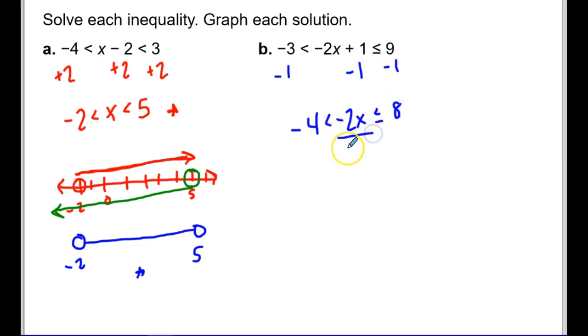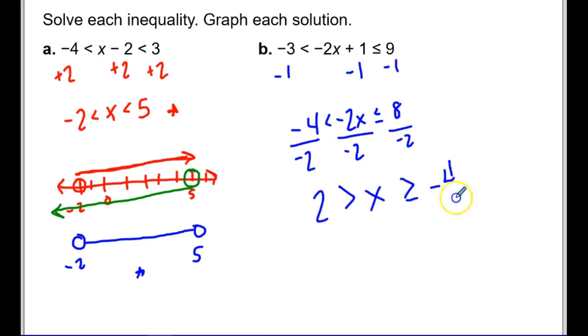So now I have to undo this multiplication by division. But here I'm dividing by a negative number. And remember that when I divide by a negative, I have to switch the direction of the signs. So here, since I have two signs, I have to switch the direction of both of them. So now I can just simplify. Negative 4 divided by negative 2 is 2. Here I'm left with x. 8 divided by negative 2 is a negative 4.